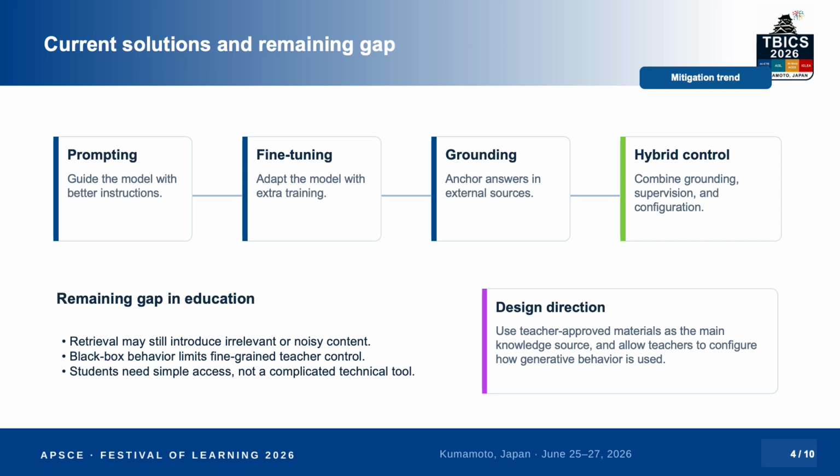Many approaches have been proposed to reduce hallucination. Prompt engineering tries to guide the model through better instructions. Fine-tuning adapts the model using additional training data. Grounding connects the model to external knowledge sources. More recently, the trend has moved toward hybrid approaches, which combine external grounding, process control, and self-consistency. However, in educational settings, two problems remain. First, retrieval may bring in noisy or irrelevant information. Second, teachers often cannot control the system in detail. Therefore, our design direction is teacher-grounded and teacher-configurable. The chatbot should answer based on approved course materials, and the teacher should decide how much generative rewriting is allowed.